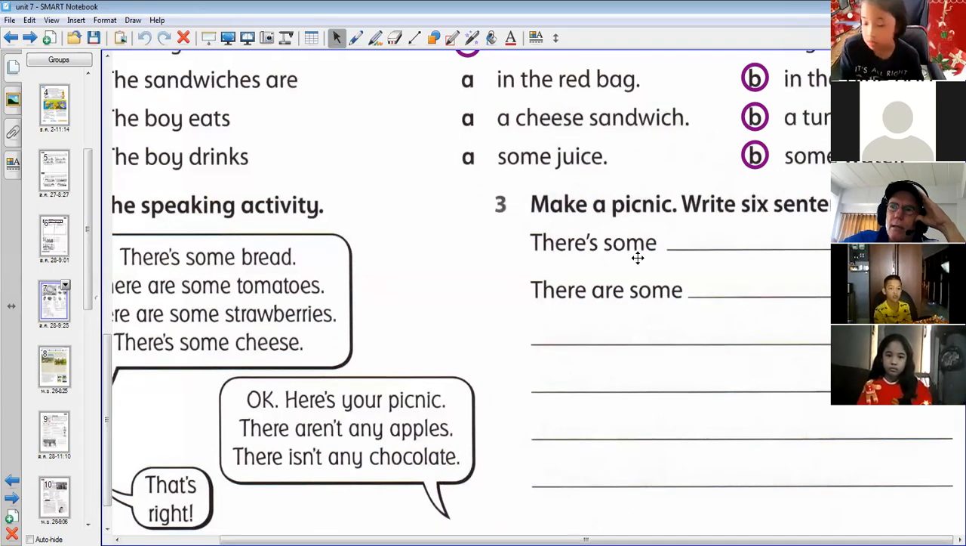There's some cake, sandwiches, and cheese. No. Because you've gone uncountable, countable, uncountable. No. This is uncountables. So you can't have sandwiches on this line, can you? That was too much. Somebody else.